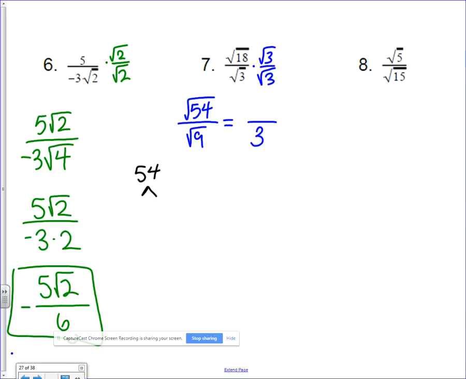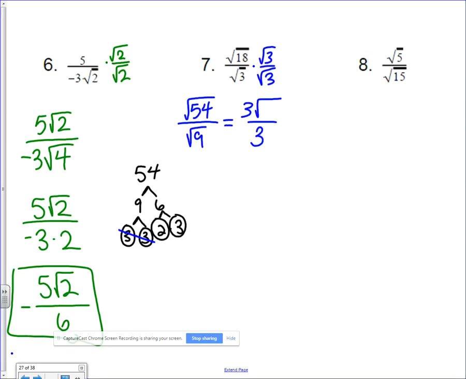We need to take this 54, and we need to try and break it down and look for pairs. 9 and 6, he says. 9 goes to 3 and 3, and the 6 goes to 3 and 2. Okay, so look at what we have here. Did you have anything in front of this radical 54 to begin with? No. Do I have any pairs? Pair of 3s, so that means a 3 comes out.